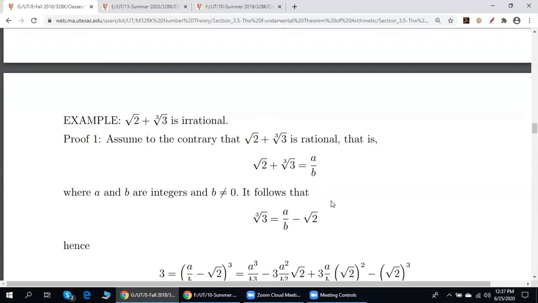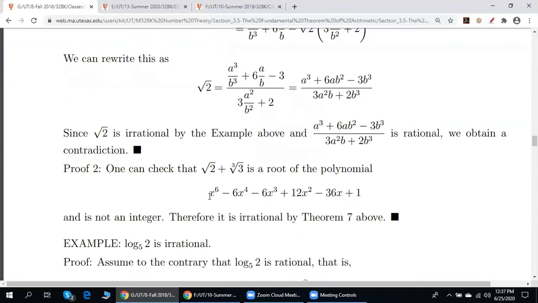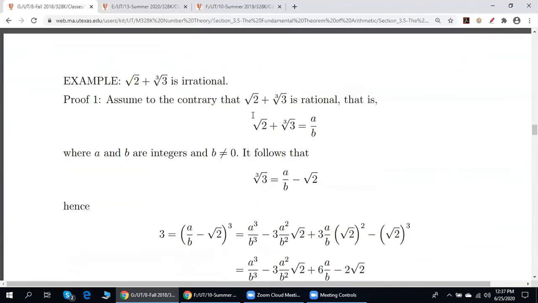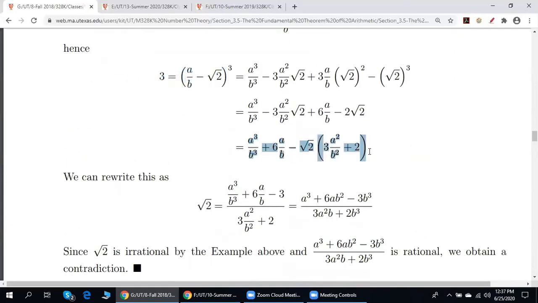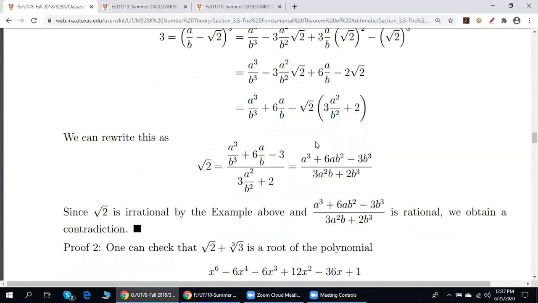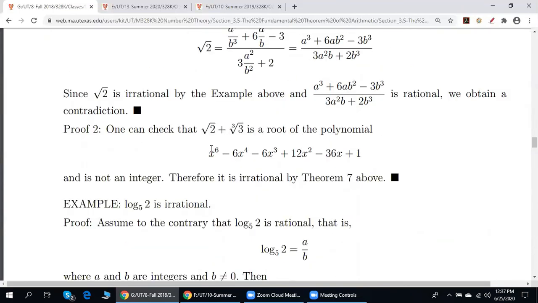Here's another example. We can use Theorem 7 here, but look at this polynomial. However, we can assume that it is irrational, move square root of 2 to the right, cube both sides. These are still laborious computations, but these computations are easier than the process of coming up with this polynomial. So, Theorem 7 has its limitations.